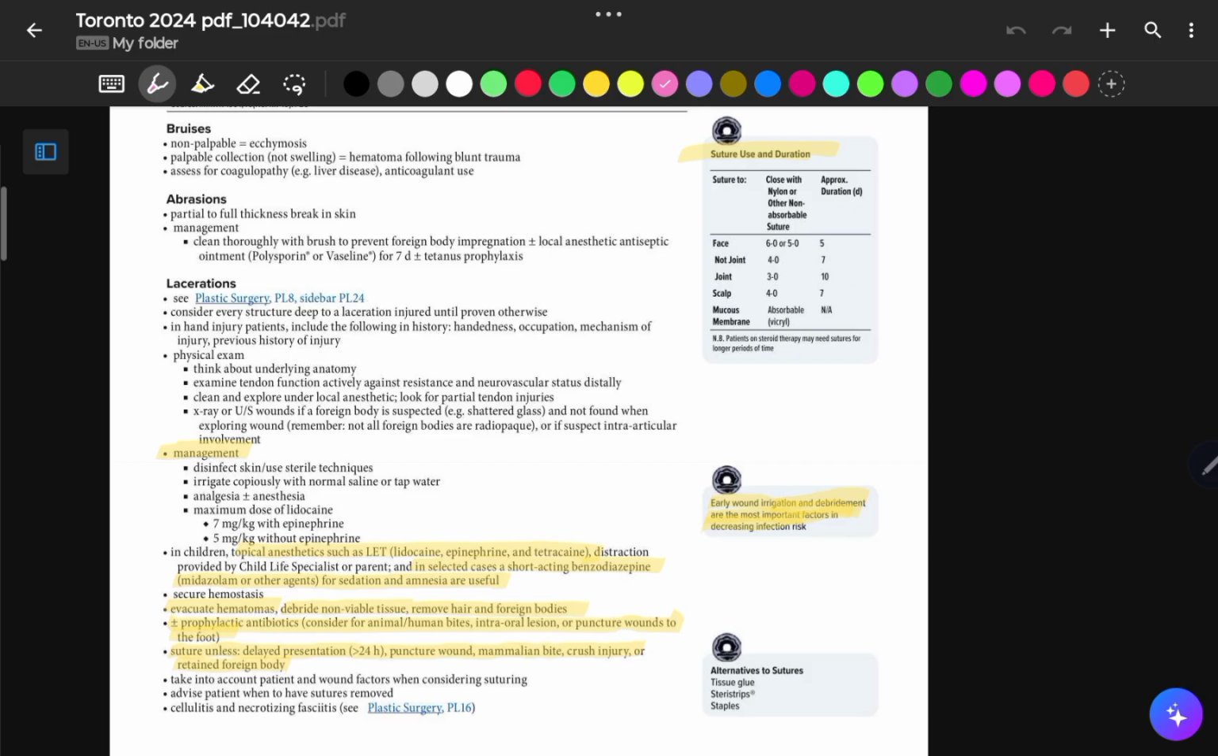You want to do an X-ray or ultrasound of the wound if a foreign body is suspected, let's say shattered glass, and it is not found when exploring the wound. So you want to do an X-ray to see if you can see any objects within the laceration. Remember that not all foreign bodies are radio-opaque, and if suspected, you need to consider intra-articular involvement.